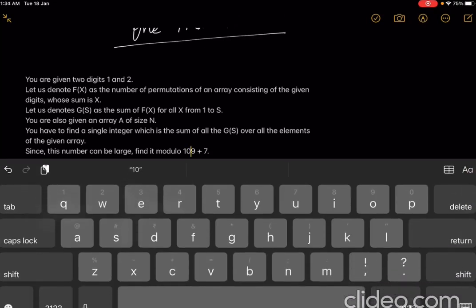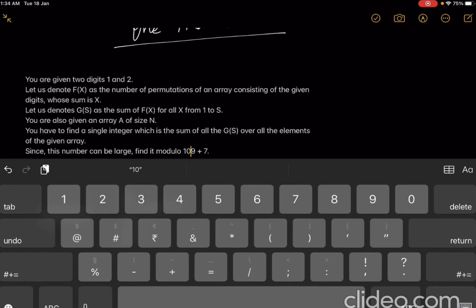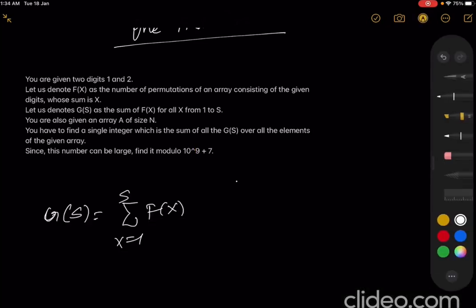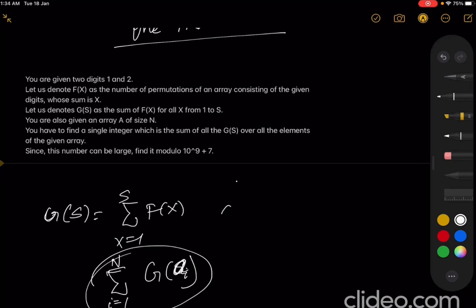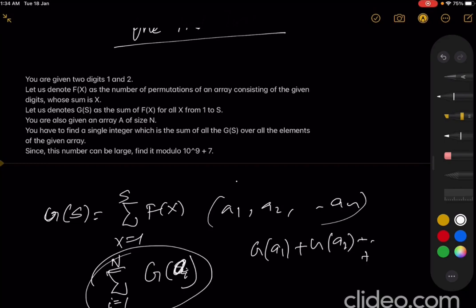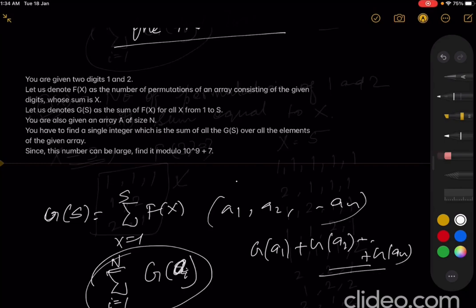So actually this should be equal to 10 to the power 9, okay? So we need to calculate its modulo 10 to the power 9 plus 7. So what we have to calculate is the sum over all g of a of i, okay? We have to calculate g of a of i and sum it over all the i's from 1 to n, okay? Like if the array is a1, a2, up to an, we have to calculate g of a1 plus g of a2 and so on up to g of an. This is the thing we have to calculate.